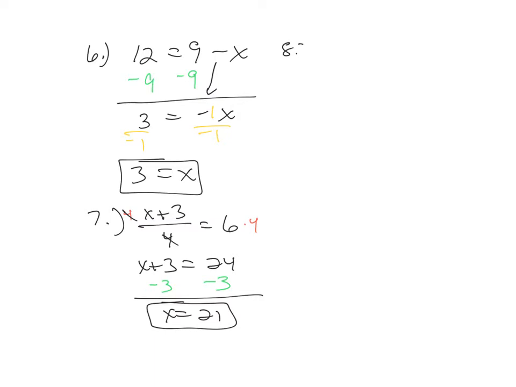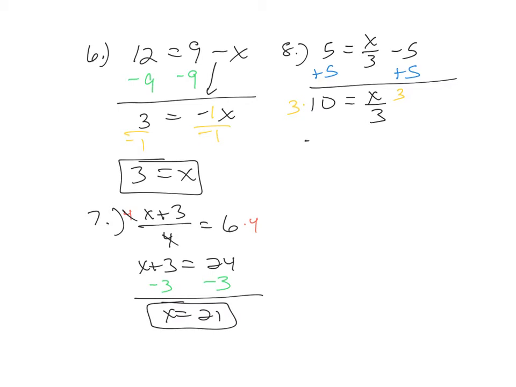Alright, number 8. So I'll add 5. And then that means divide, so I will multiply. Get 30, and the 3's reduce.